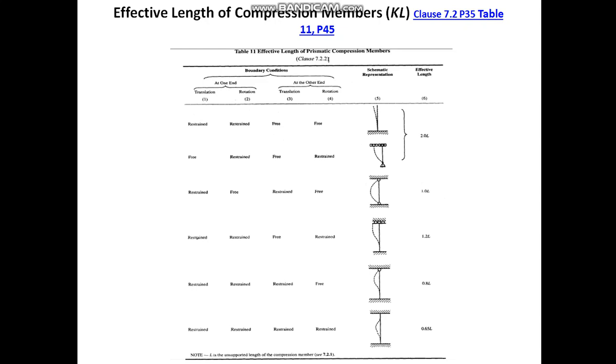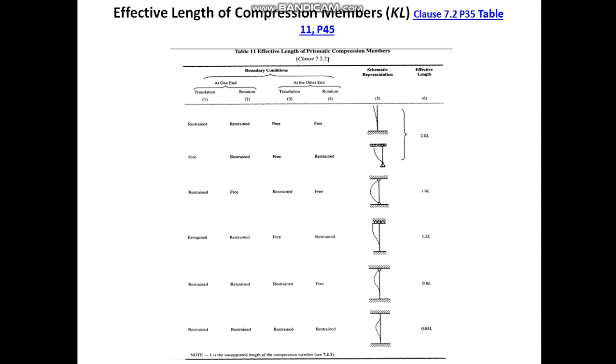Hello dear students. In this video lecture, we will see a few of the code provisions for design of compression members. First one is the effective length of compression member according to clause 7.2, page number 35, and also table number 11 of page number 45.